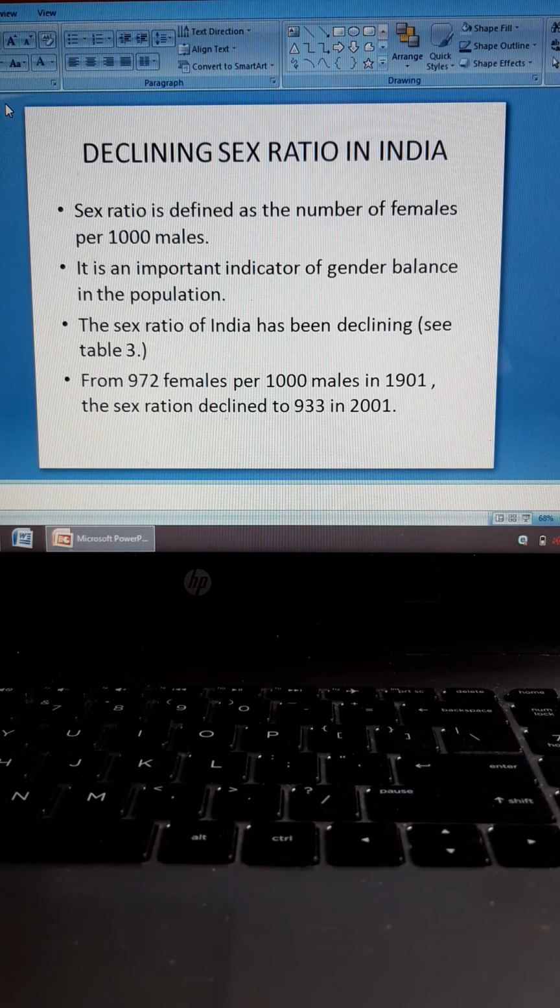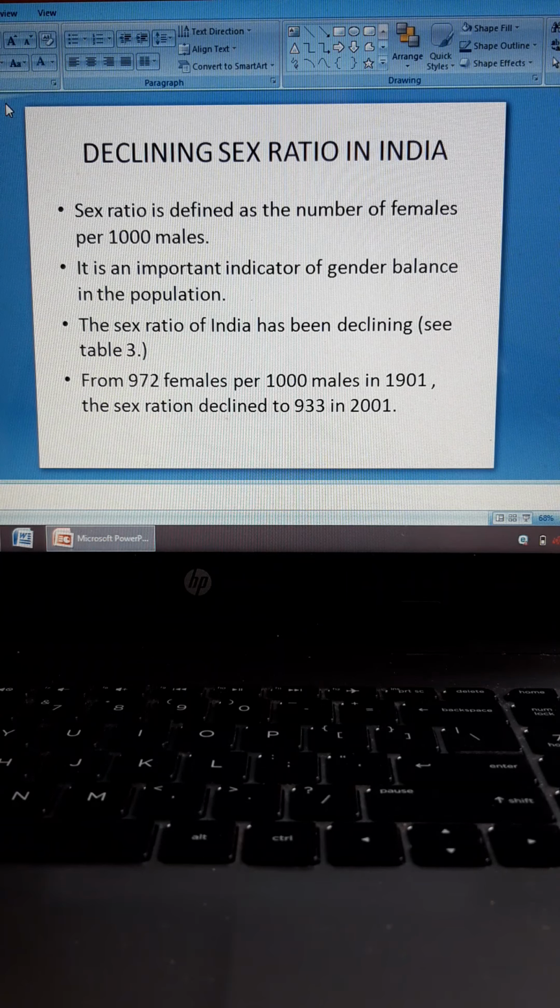So let's read. Sex ratio is defined as the number of females per thousand males. So how many females are there out of every thousand males is the sex ratio. It is an important indicator of gender balance in the population. It reveals how many females and how many males there are in a country or a state, and whether the numbers of females and males are balanced. The sex ratio of India has been declining.